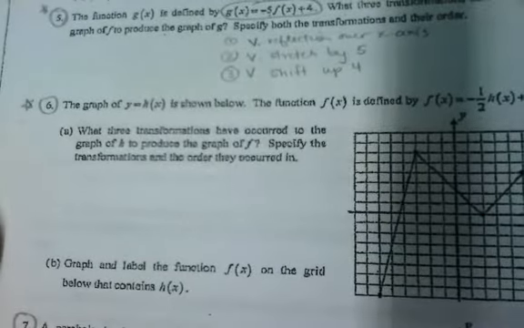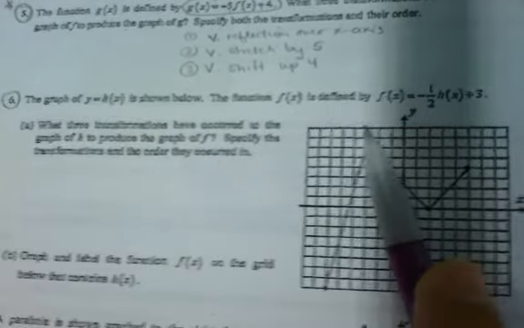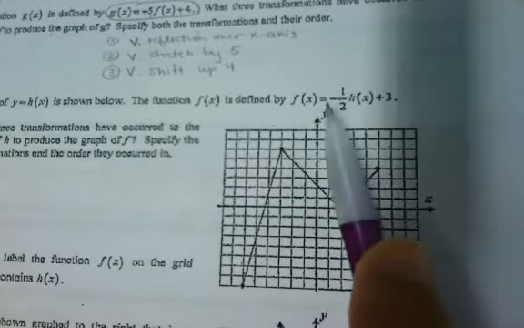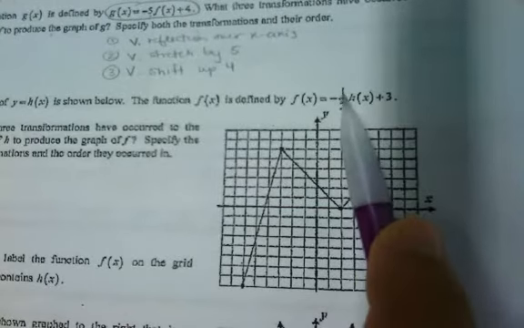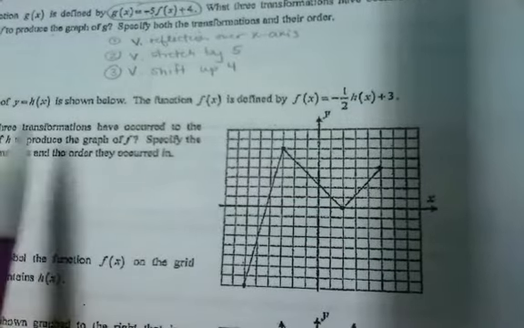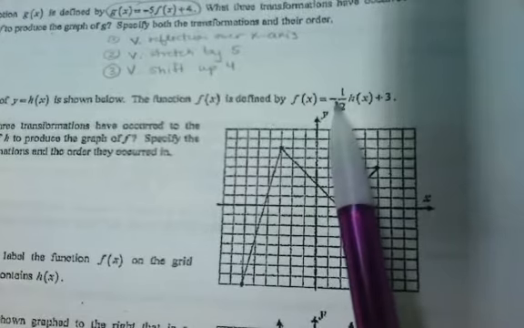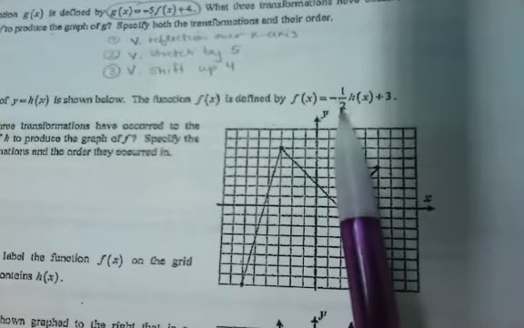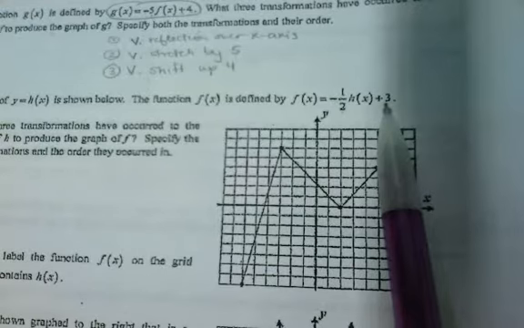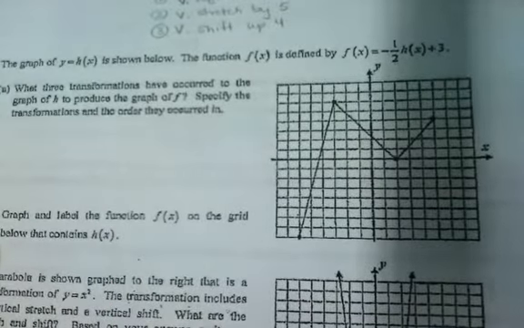And then 6, we have the graph of h shown below. The function f is defined by negative 1/2 h of x plus 3. So again, a vertical reflection, this time a vertical compression, and then shifting up 3. So what 3 transformations have occurred to the graph to produce that? I just said it. Vertical, because it's out in front, reflection. Vertical compression. Vertical shift up 3. I'm not going to write that. I just said it. Graph and label.